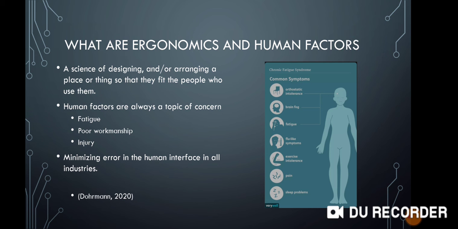What are ergonomics and human factors? It's a science of designing and or arranging a place or thing so that they fit the people who use them, to make sure everything's used in the most natural human positioning. Human factors are always a topic of concern with fatigue, poor workmanship, and injury in any industry. It's frowned upon to have an employee be disgruntled because of something like that. And with ergonomics and human factors, it's minimizing error in the human interface in all industries.